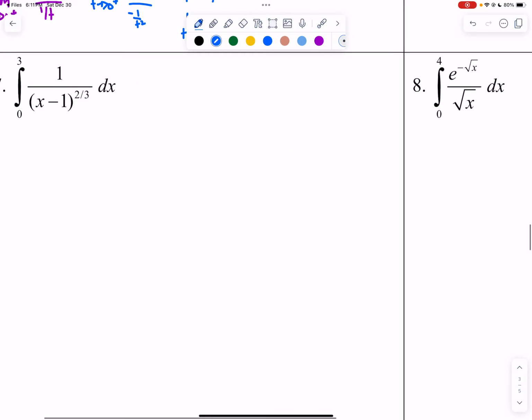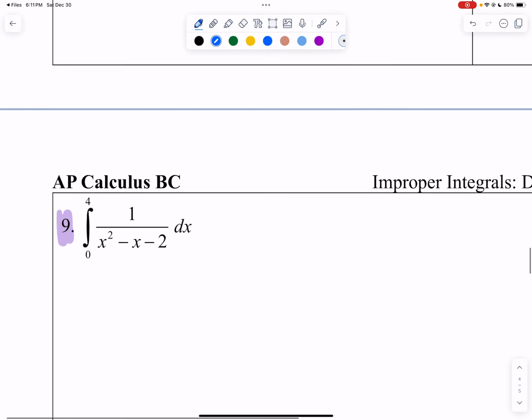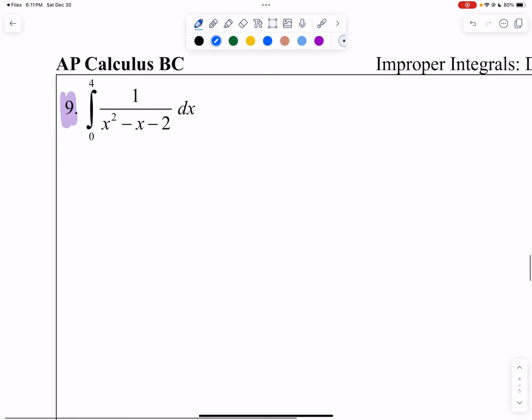All right, one more, and then we'll talk about the FRQ. Let's do 9. 9's a partial fraction problem. Notice how we're doing a lot of integration by parts, and we're doing a lot of partial fractions, okay? All the integration techniques that you need to know for BC.